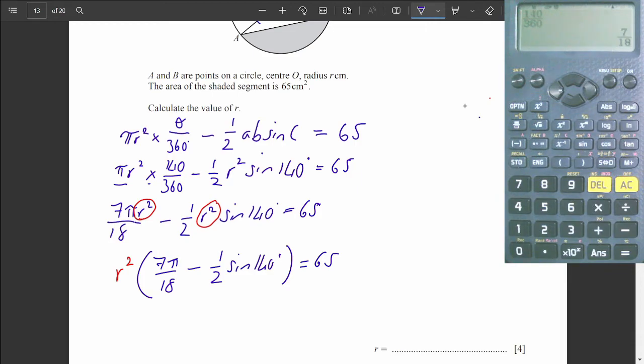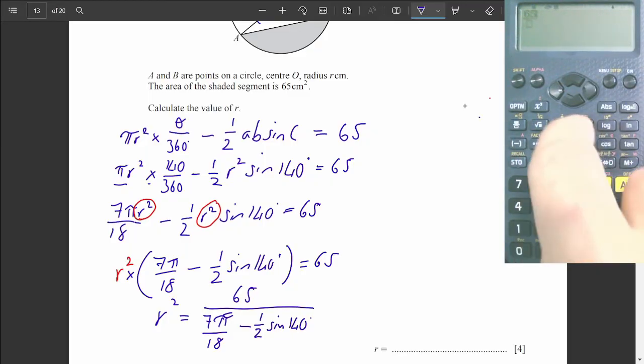So since this is r squared times everything in the bracket, we can now divide everything on the other side. So that will give us 65 divided by, let's just write that correctly, 7 pi over 18 minus a half sin 140. Okay, let's do that. Let's put that in the calculator.